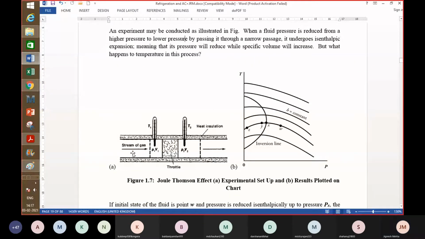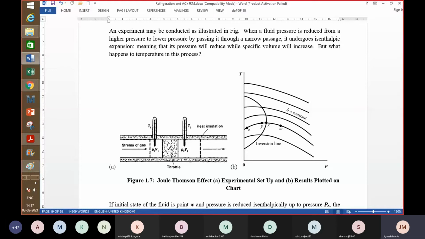Okay. When a fluid pressure is reduced from higher pressure to lower pressure by passing it through a narrow passage, it undergoes isenthalpic expansion, meaning that its pressure will reduce while specific volume will increase. But what happens to temperature in this process, right?